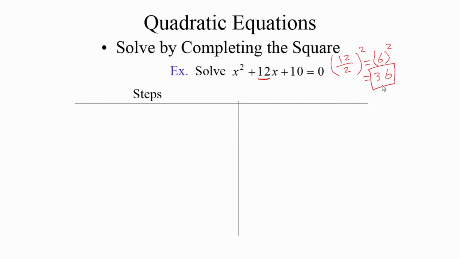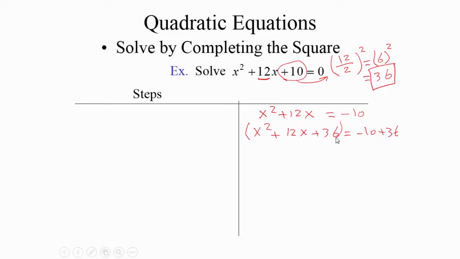Then this 36 should be added to both sides of the equation. But before I do that, I take this constant to the right-hand side. So I'm going to rewrite this. It would be x squared plus 12x equals minus 10, since the plus 10 goes to the right-hand side and becomes minus 10. Now I'm going to add 36 to both sides: x squared plus 12x plus 36 equals minus 10 plus 36. Now the left-hand side is a complete square.